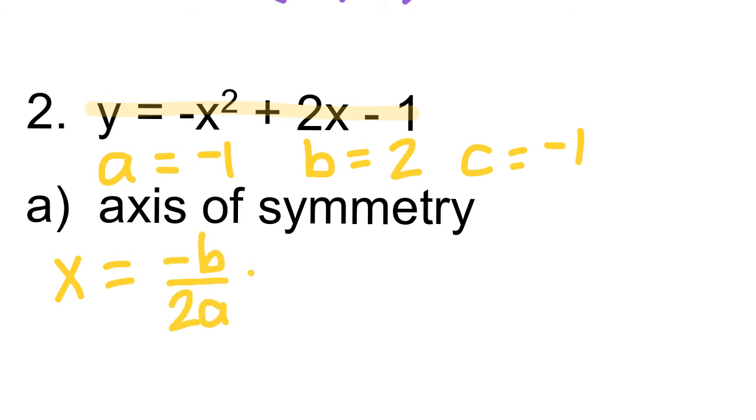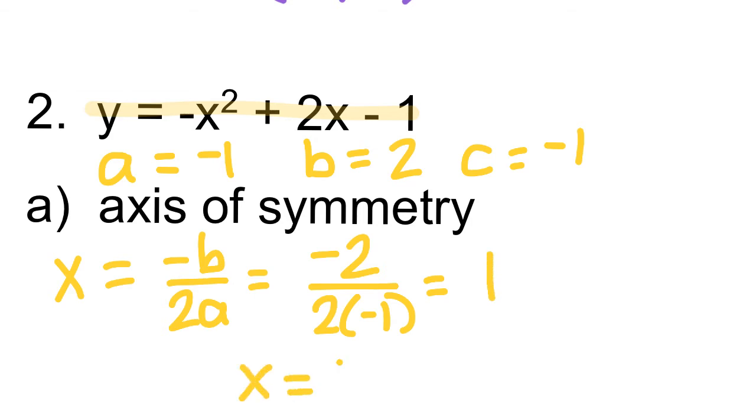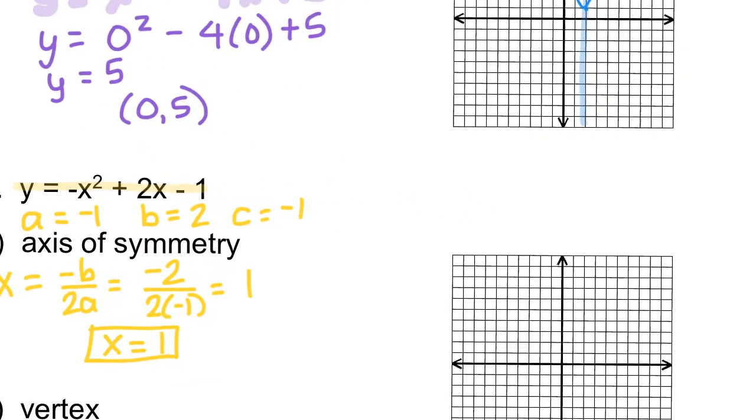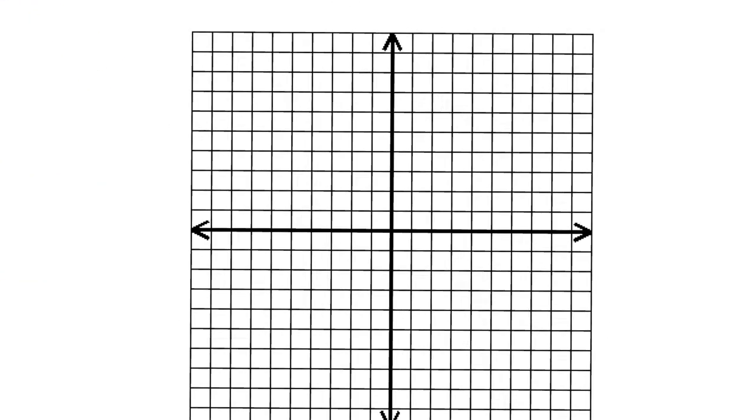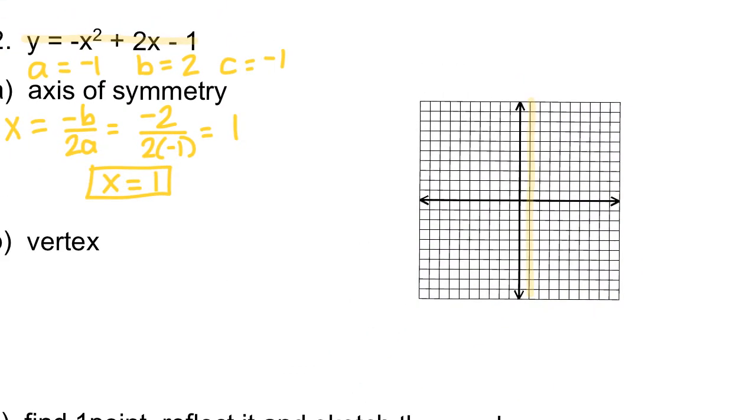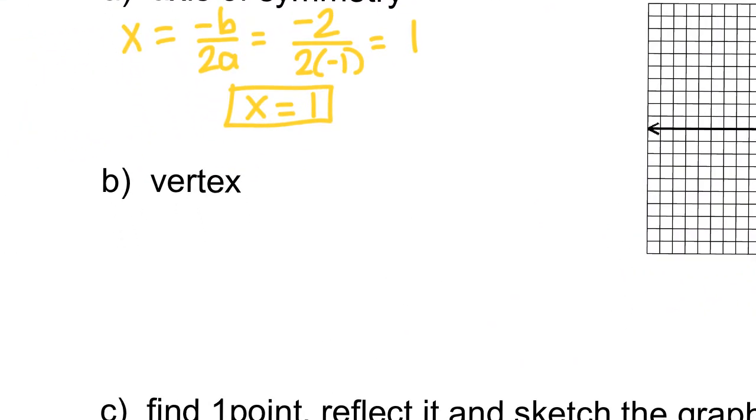You can find this on your formula chart. Now b is the opposite of b, so negative 2 over 2 times negative 1. This will simplify to 1. So we know the axis of symmetry, that line, will be x equals 1. If we go ahead and go over here, we can graph our axis of symmetry. This is not part of the parabola, but it does help us graph that.